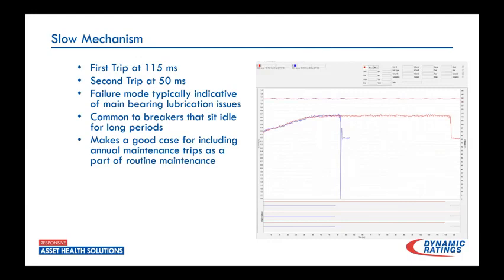And again, I go back to maintenance trips. And if you can do that with either online monitoring or a first trip test set, it's a great idea to get out and exercise these breakers once a year, once every 2 years, and get this done to really understand what kind of condition your system is in.